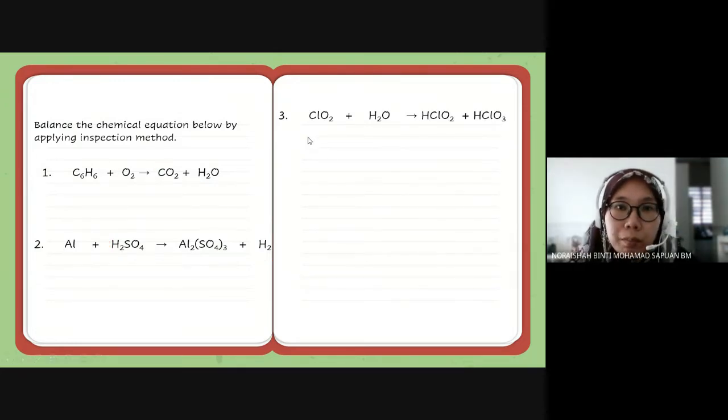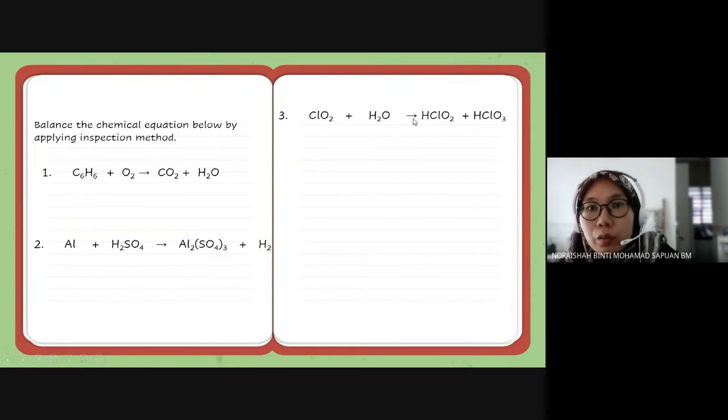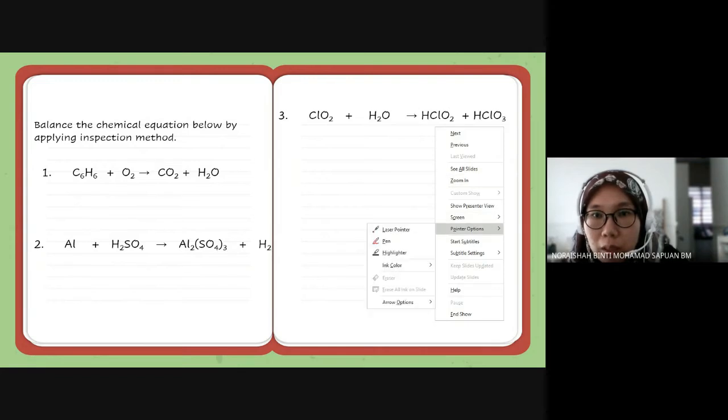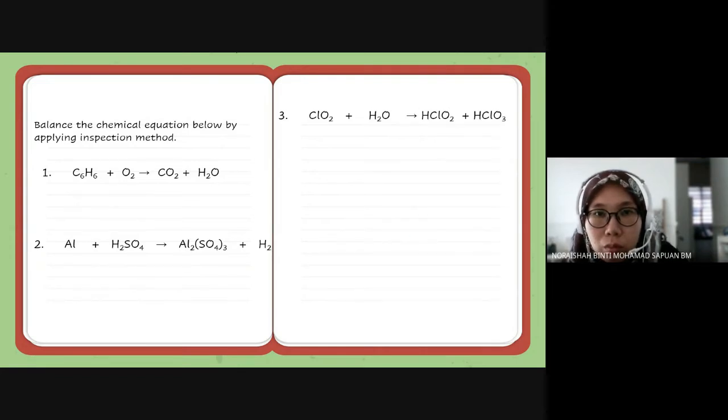Kita tengok example yang ketiga, ClO2 plus water form HClO2 plus HClO3. Dekat sini kita tengok fluorine sebelah kiri ada 1, sebelah kanan ada 2. So tak balance kan? Sebelah kiri tak cukup 2. So kita letak sini 2.